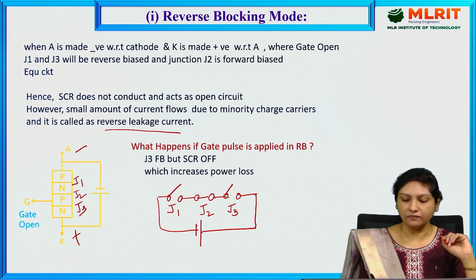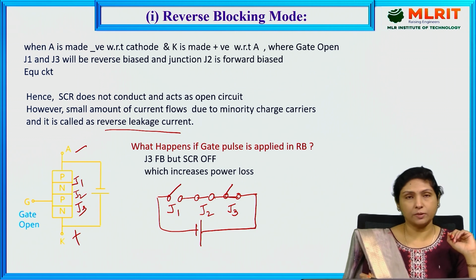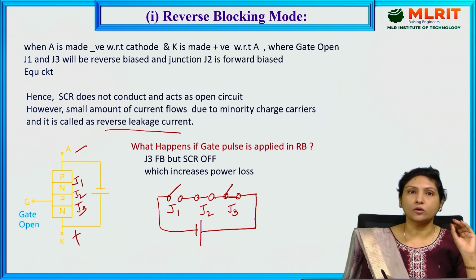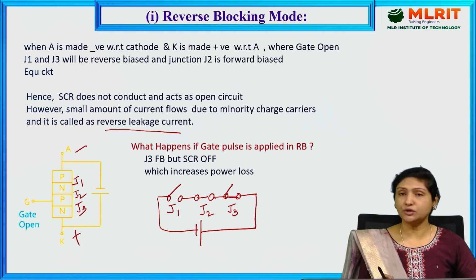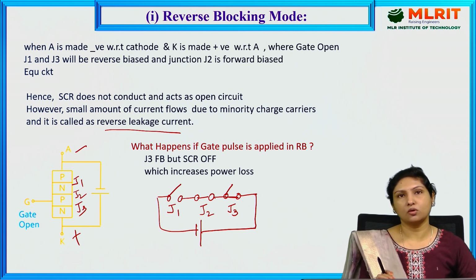See here, when the gate triggering pulse is provided, junction J3 will be forward biased. That means it will be short circuited. But J1 is still open circuit. That means there will be no current flow through the device. That is the reason SCR is termed as an off switch. And since we are unnecessarily wasting the gate triggering pulse, that is the reason it contributes to the power loss. And we should never apply the gate triggering pulse during the reverse bias mode of operation.